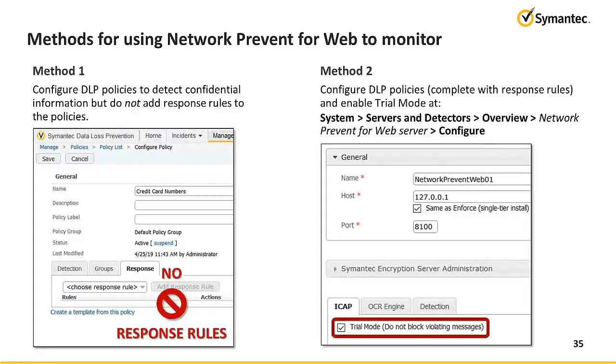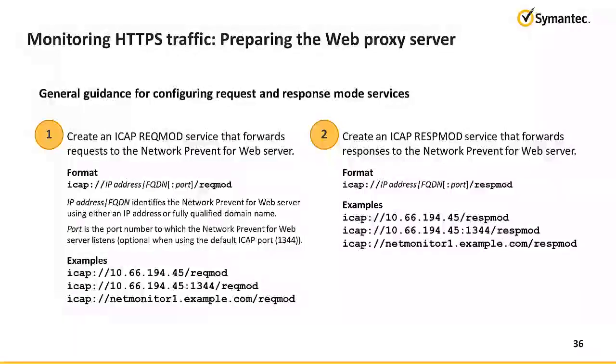Click Configure, and on the ICAP tab, select Trial Mode. To use Network Prevent for Web to monitor HTTPS traffic, you must configure your web proxy server to pass unencrypted web traffic to the Network Prevent for Web server.